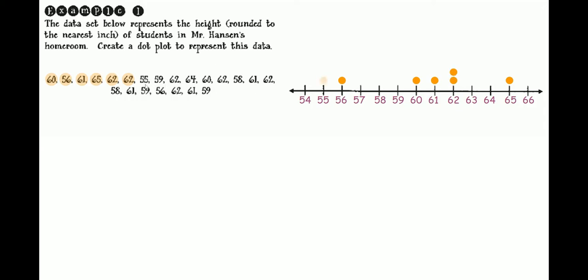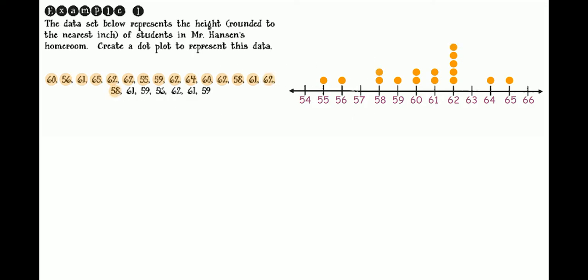Let's continue. 55, 59, 62 again. We have a third student who's 62 inches. 64, 60, looks like it's our second student with 60. Now, when I put this on the graph, I don't want to put the dot up over here or up there. I want to keep it roughly even with the other second dot, which is right here. So I'm going to put it right over there. 62 again. So this looks like 62 is a popular number. 58, it's the first one for that. 61, second 61 inch. 62 yet again.